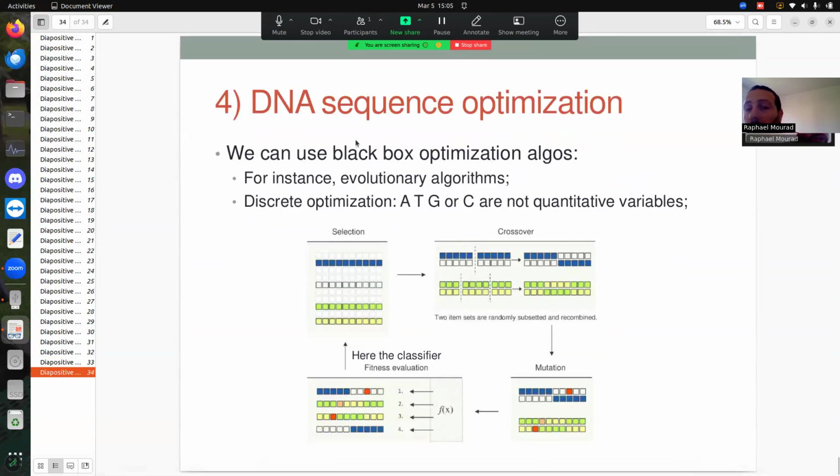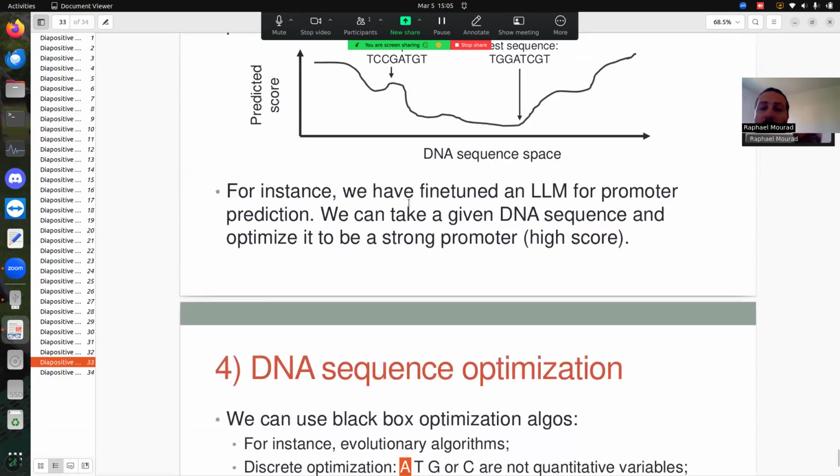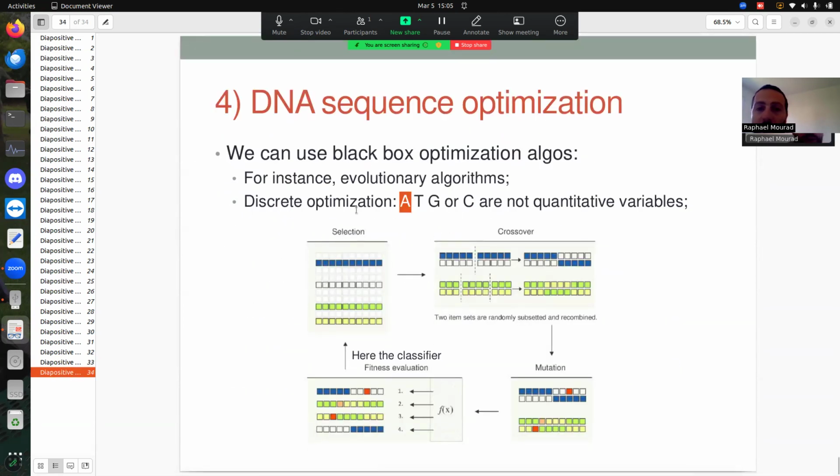For instance, you can use a black box optimization algorithm, such as evolutionary algorithms. Just keep in mind that this is a discrete optimization, not a continuous optimization. You just have letters like A, T, G, C, so at a given position you can have A, T, G, or C. You give as an input an initial sequence, and your algorithm will use crossover, mixing sequences with each other. But when you have just one sequence as an input, it will not start like that. It will just add point mutations, just SNPs. It will change a letter A into a T or a letter C into a G, and do that in parallel for many DNA sequences.